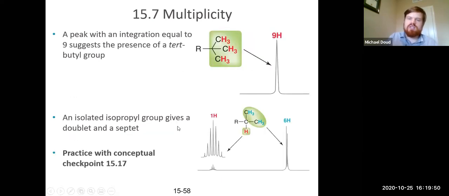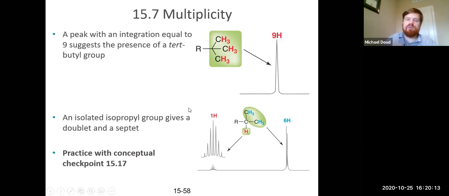Okay, so just a couple other patterns that you're going to see as you look at multiplicity. If you have a singlet peak, so no splitting whatsoever, that integrates out to 9 protons one way or another, that's a pretty good indication you have a tert-butyl group. Tert-butyl groups have 9 chemically equivalent protons and no splitting. So it ends up just being 9 protons.